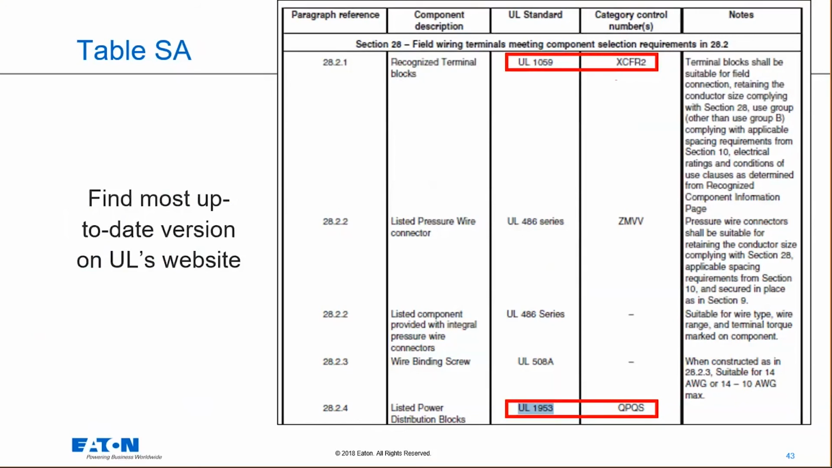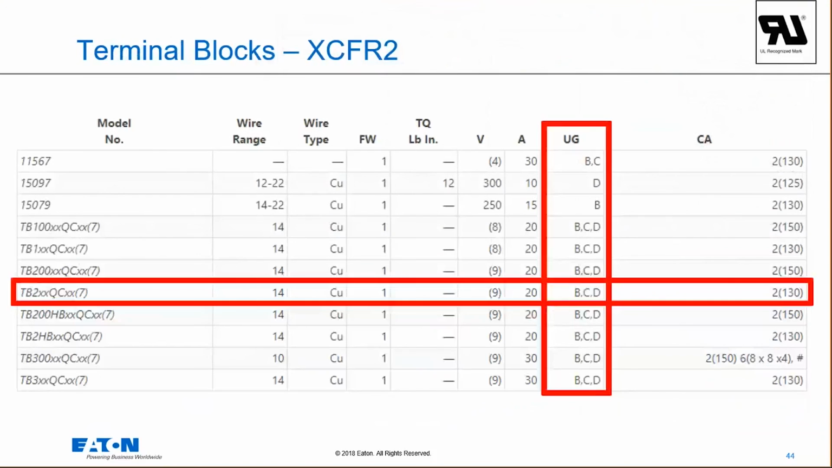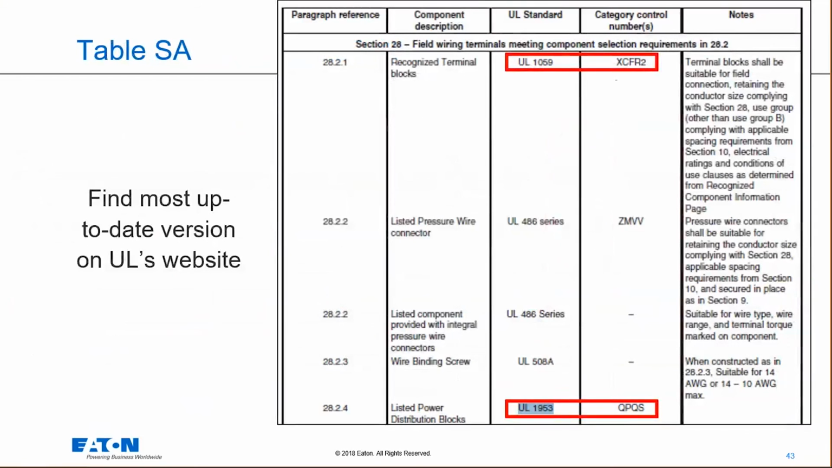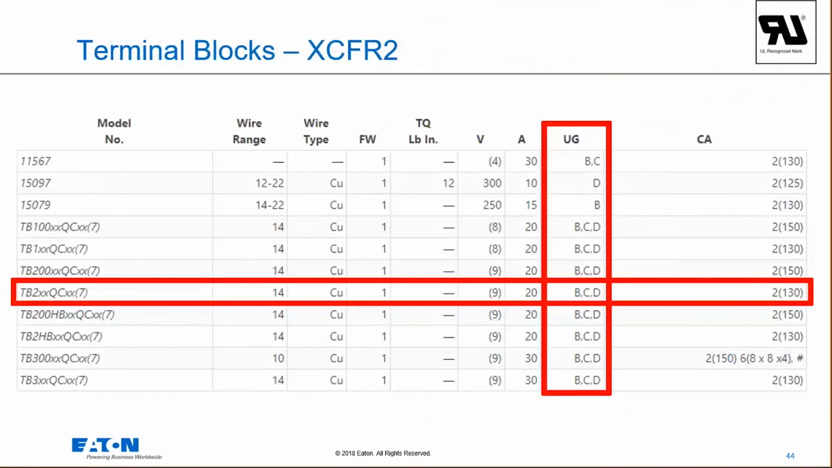When we talk about recognized terminal blocks and the SCCR2, if we go to the next slide, you'll see that when you look at terminal blocks, you have to apply them in a certain way. Within a recognized system, there are certain conditions that have to be met in order to use those recognized parts. In this particular case, these are TB200 series terminal blocks that are out there.